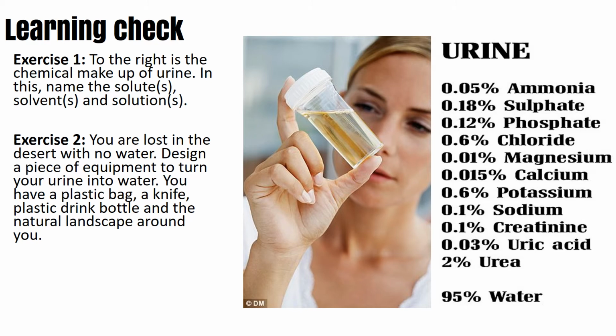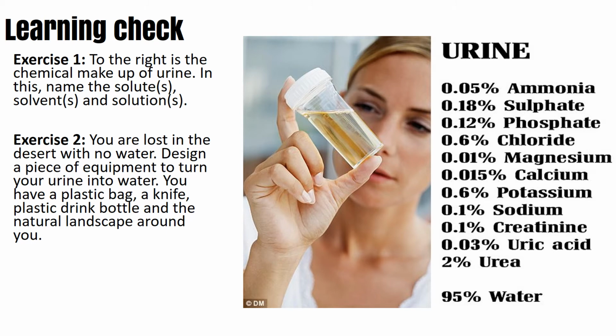For exercise 2, I would like you to pretend that you are lost in a desert and you have no water. You need to design a piece of equipment to turn your urine, your wee, into drinkable water. And all you have with you is a plastic bag, a knife, a plastic drink bottle, and yourself and the natural desert landscape around you.